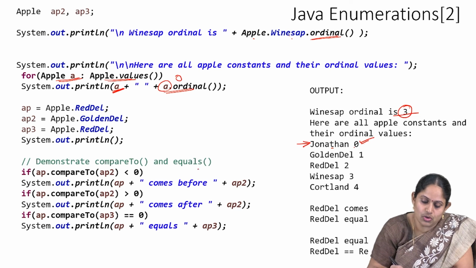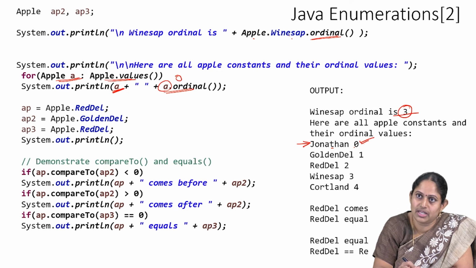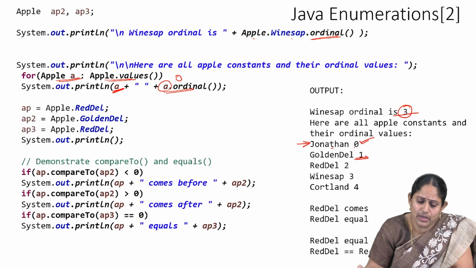Then A will point to Golden Del. Golden Del space Golden Del dot ordinal. Since Golden Del is present at the second location, its ordinal value will be 1. So the value 1 is displayed. Next, A will take the Red Del, which is at the third location, and its ordinal value will be 2. So you get Red Del 2.